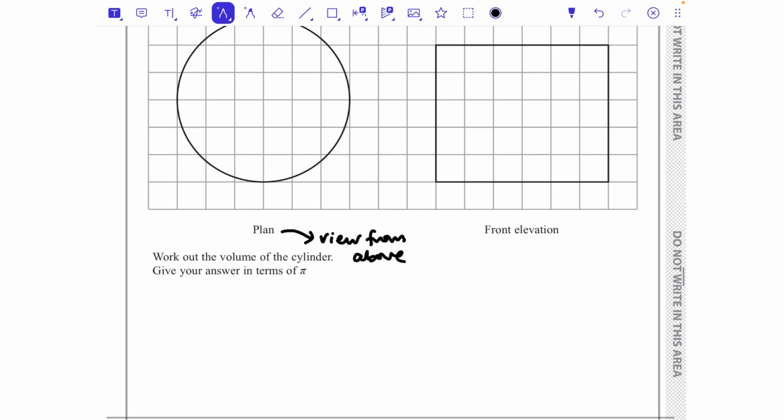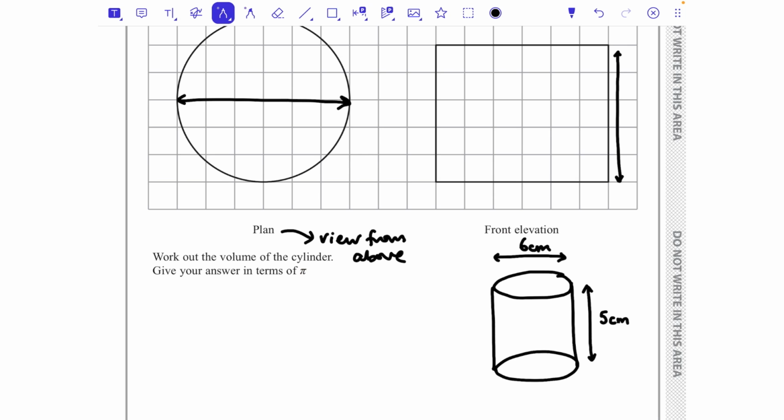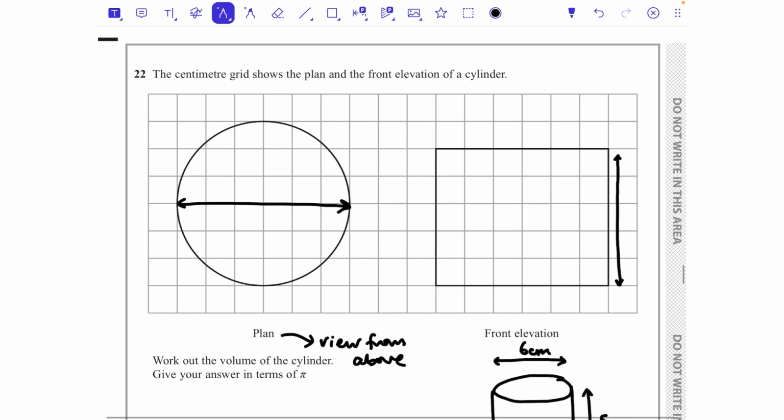So let's just give this a sketch. What do we know? Well, we know that a cylinder looks like this. Oh, that is terrible. Oh no, I've saved it. It's not too bad. The front elevation tells me that the view from the front is 5 squares tall. So I can say that this is 5 centimetres. I also know from above that this circle is 6 wide. So it's 6 centimetres all the way across. So I'm using the plans and the elevations to get that information. So 6 centimetres across and 5 centimetres up.